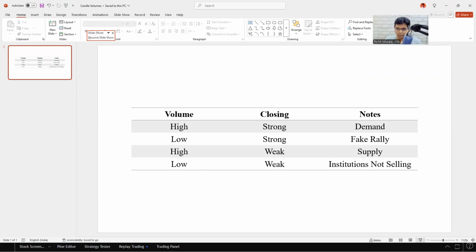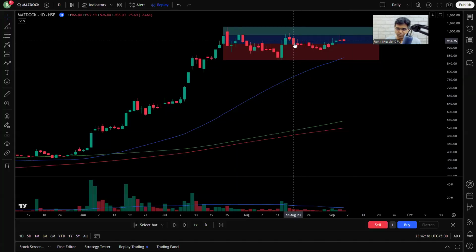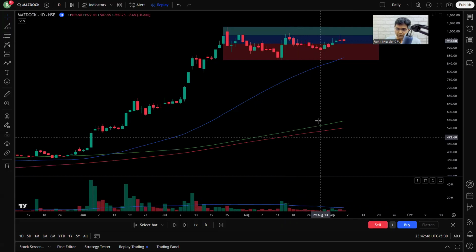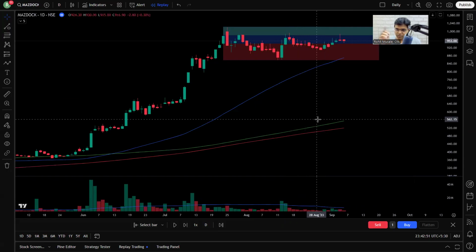Then low volume, weak closing. Institutions are not selling. This is very, very important. If you are using this system, this is very important for you to understand. Low volume, weak closing. Look at this candle, weak closing. Look at this candle, weak closing. All of these are weak closing candles, but look at the volume. Volume is low. What does that mean? It means institutions are not selling. It means the shares are going from the hands of retail participants to institutional participants. That is what we want to see in a stage 2 uptrending stock inside a base.